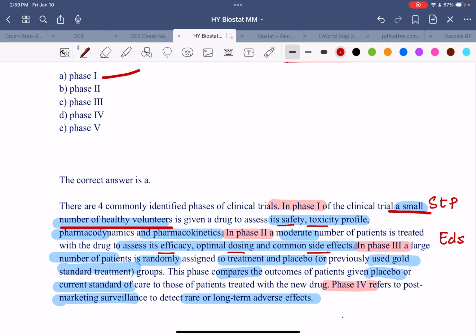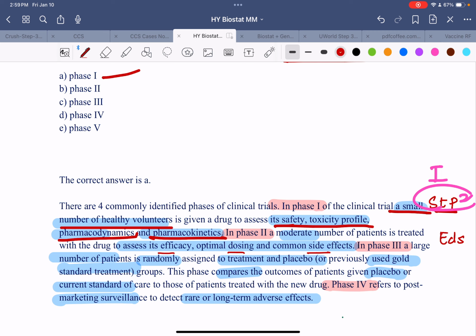If they tell you that we are assessing the safety, toxicity profile, pharmacokinetics, or pharmacodynamics, which phase were they tested on? I remember it with the mnemonic STOP. So we stop it in the first phase, right? So safety, toxicity, pharmacokinetics, and pharmacodynamics with a P squared, right? That's going to be tested in phase 1.